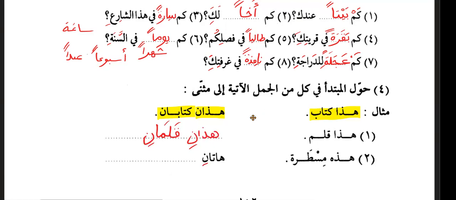طيب سنة أبو يوشع, هذه مسطرة. هادان مسطرتان. لا, هاتان. هاتان. أيوة. هاتان مسطرتان. هاتان. نعم, هاتان مسطرتان. هاتان مسطرتان. جيد.